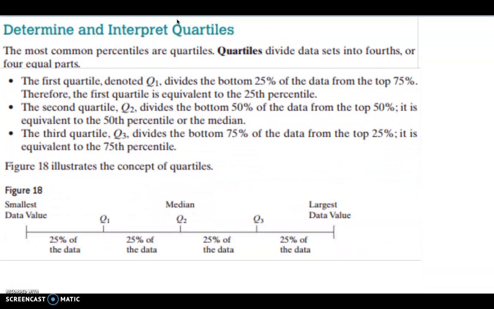Now, there are some pretty popular percentiles that we use, and we give them names, and the names are very straightforward: the quartiles. The quartiles divide the data set into fourths, or 4 equal parts. The first quartile, denoted Q1, divides the bottom 25% from the top 75%, and that's equal to the 25th percentile by definition. The second quartile, Q2, divides the bottom 50 from the top 50. It's the 50th percentile, and it's also the median. The third quartile, Q3, divides the bottom 75% from the top 25% and is known as the 75th percentile.